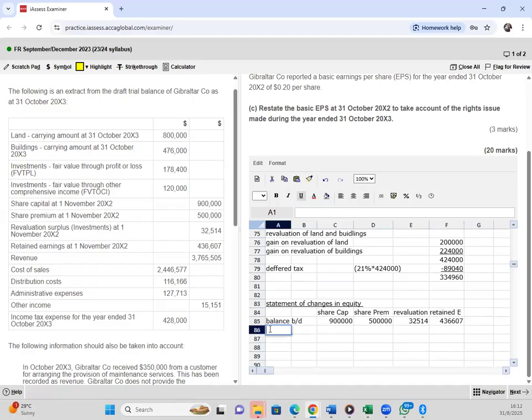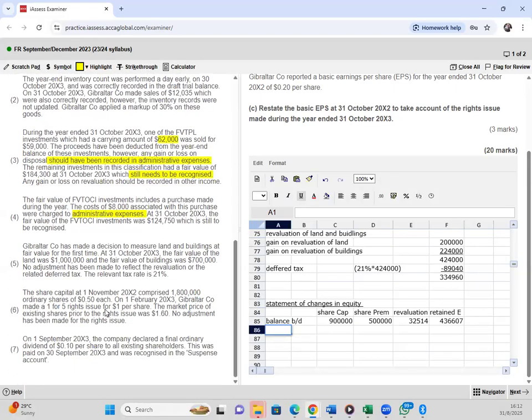Then the next thing is to consider what resulted in the movement of shares. Did we make any issue of shares? If we issued shares, it's going to result in more share capital, and if the shares were issued at a premium, also share premium. This is where items 6 and 7 come into play. Share capital at 1 November 20X2 comprised 1,800,000 ordinary shares of 50 cents each. That confirms the 900,000, because 1.8 million times 50 cents is 900,000.